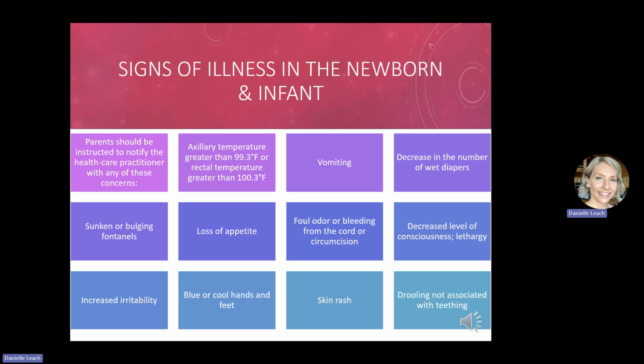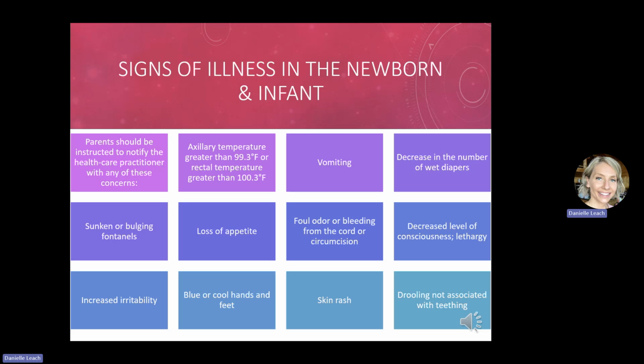Do they have a decrease in the number of wet diapers, which could be a sign of dehydration? Do they have a sunken fontanelle, which could be a sign of dehydration as well? Or a bulging fontanelle could be a sign of a neurological problem. Is the baby not wanting to eat? Do they have a circumcision and there's bleeding or foul odor, or from their umbilical cord area? Do they seem like they're excessively tired or lethargic or have a decreased level of consciousness?